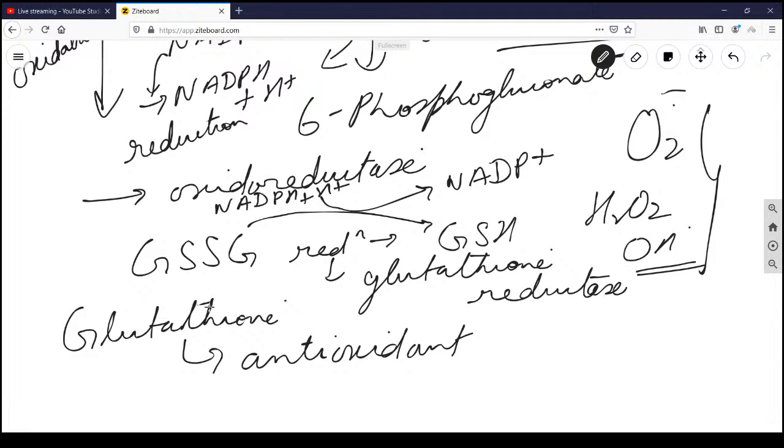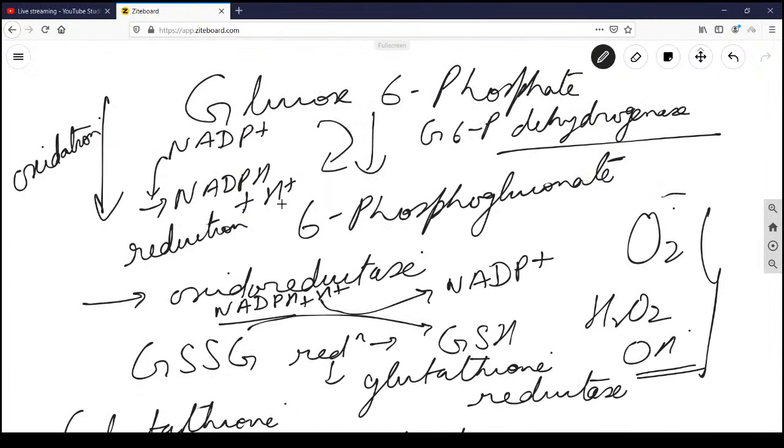Now that is of no use. It has to be reduced again to the reduced form of glutathione, GSH. When reduced, it must oxidize something. The oxidized glutathione cannot be converted to reduced glutathione without the presence of NADPH, and NADPH is generated from this pathway, and NADPH cannot be generated without this enzyme. So too many oxidant radicals will accumulate in the red blood cells, and lack of G6PD will then lead to hemolysis during any kind of oxidative stress.